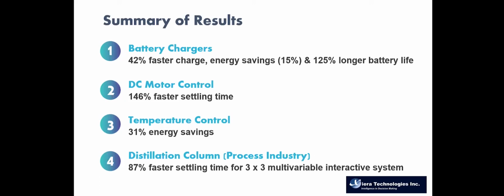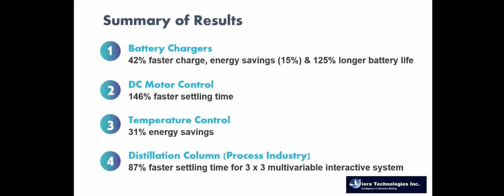We were able to charge the battery 42% faster than the standard battery. And there were energy savings of approximately 15% that we estimated were realized. And also when we were using the battery, it lasted 125% longer because of the faster charging. Plus we were able to go all the way up to 100% charge, as opposed to the 80% charge that normal batteries have as a safety because of the temperature control issue within the batteries. Then we also used it in a motor control application. Compared to PID, it was 146% faster settling time when we had disturbances.